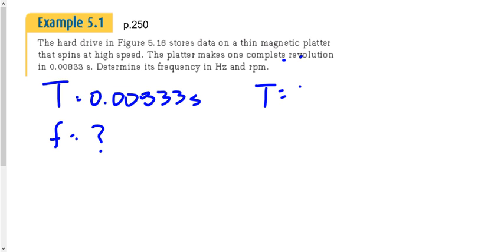We're going to say T is equal to 1 over f. That's the equation that appears on your data sheet, except we're going to solve for frequency. So we'll rearrange that. Take the f up by multiplying and the T down by dividing. Looks like this. f is equal to 1 over T.